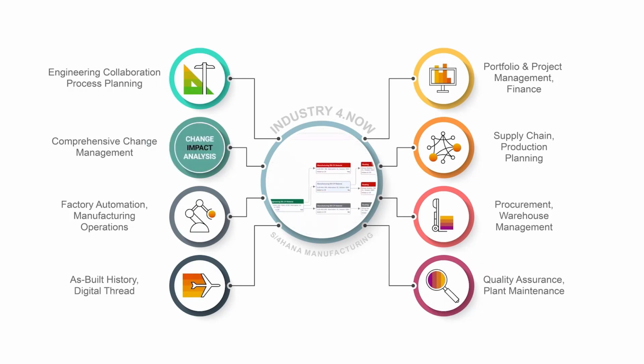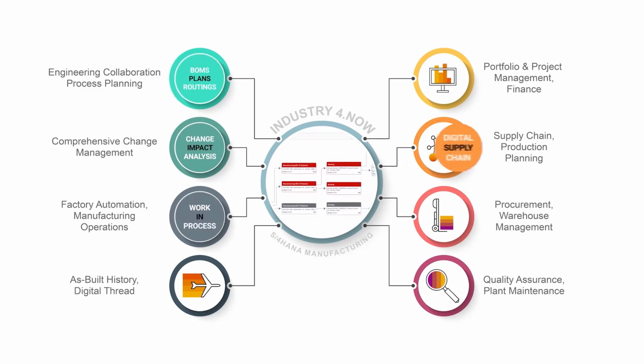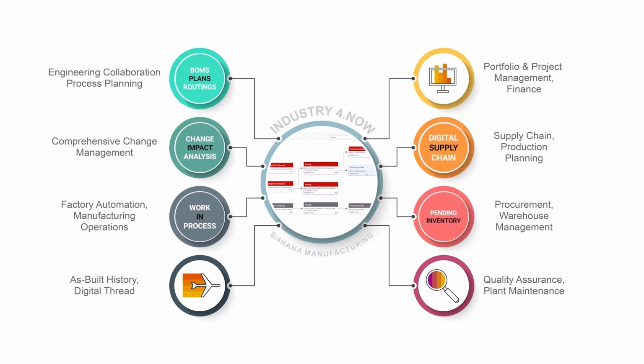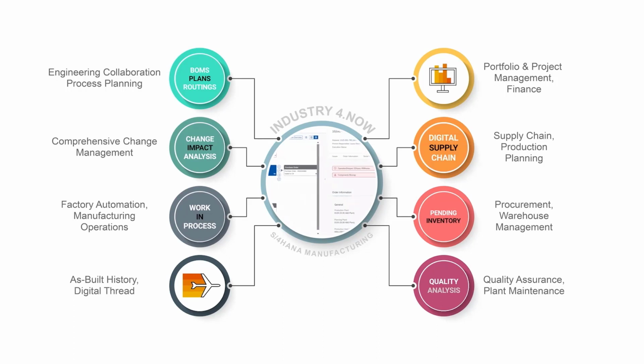When change occurs, PEO provides visibility into affected process plans and routings, shop floor orders, purchase orders pending in the supply chain, and inventory that may require quality analysis and rework. PEO makes all relevant parties stakeholders in the change process, reducing inventory obsolescence, part shortages, schedule delays, and cost overruns.